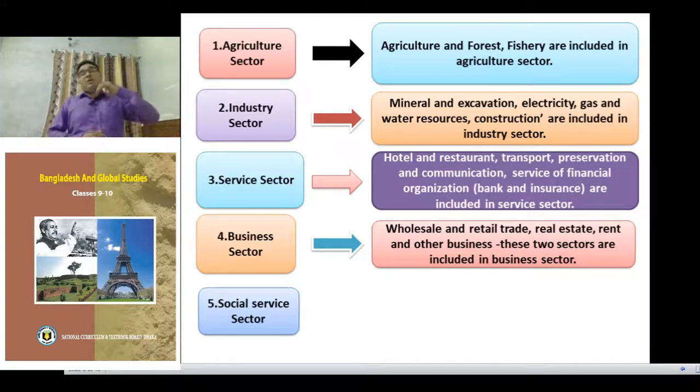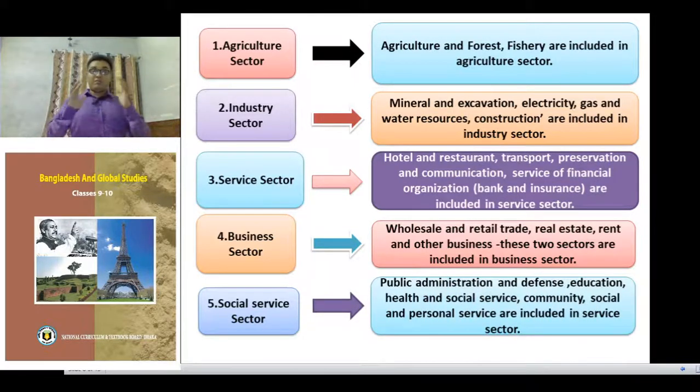So what subsectors are included in social service sector? So dear students, let's see on the screen. Public administration and defense, education, health and social service, community, social and personal service are included in service sector.